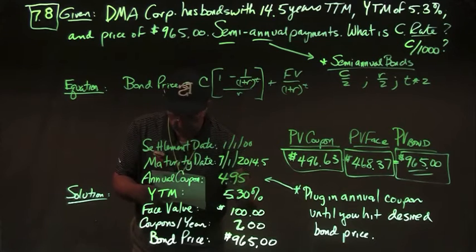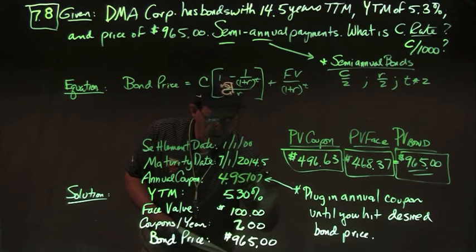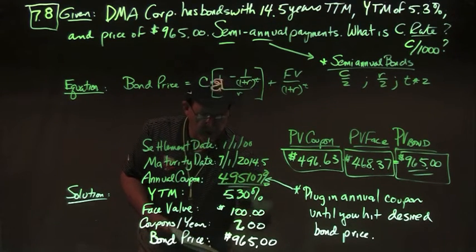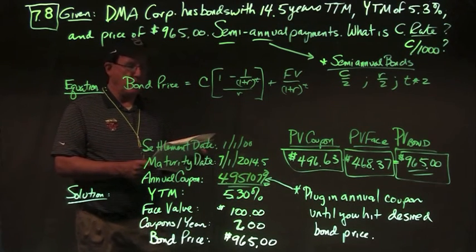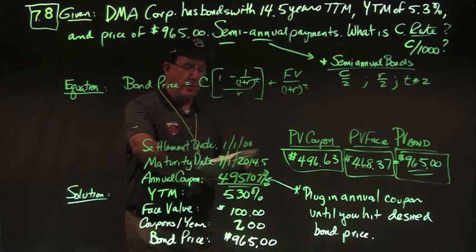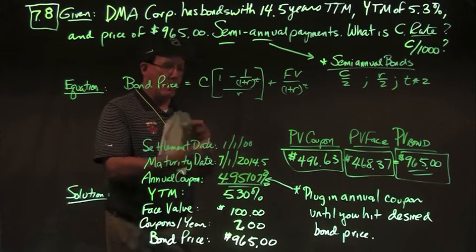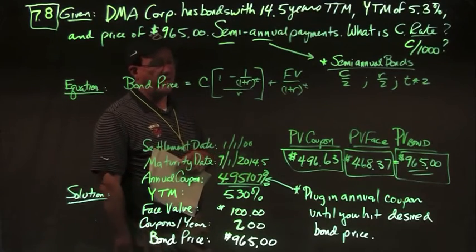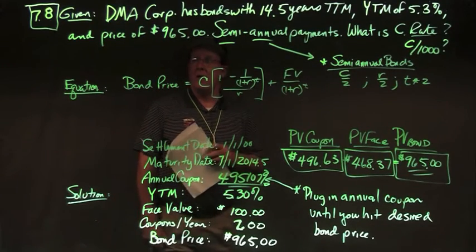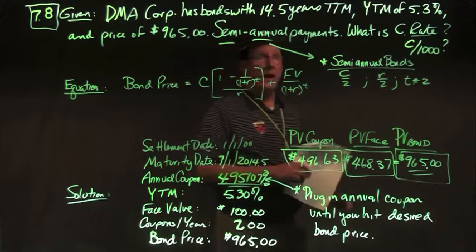4.95107%. That's my answer for coupon rate, and that's exactly what the author is looking for. Note that my coupon rate on my bond is less than what all other bonds in the market are paying, hence giving me a bond value of 965, and that being a discount bond. That's your answer to problem 7.8.